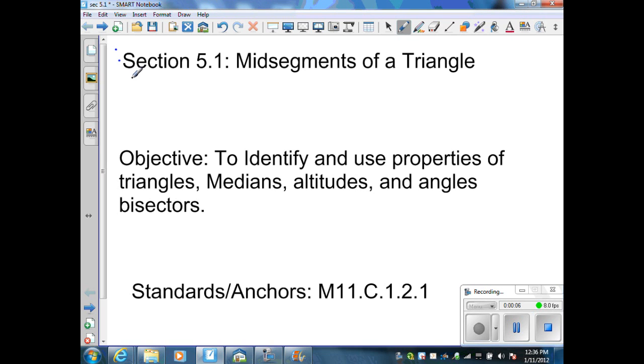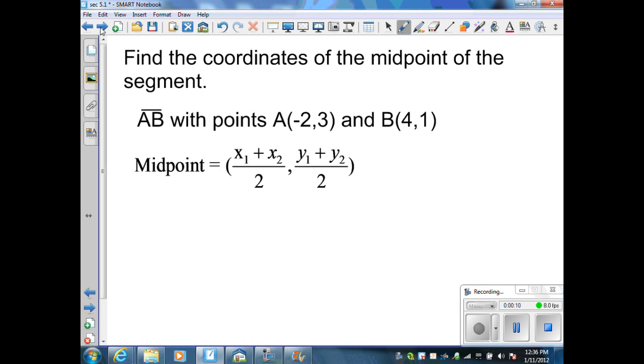Section 5.1, midsegment of a triangle. The next two slides will be review slides. Here they want us to find the coordinates of the midpoints of a segment. So we're given point A and point B on a coordinate plane. We want to determine the midpoint of segment AB.